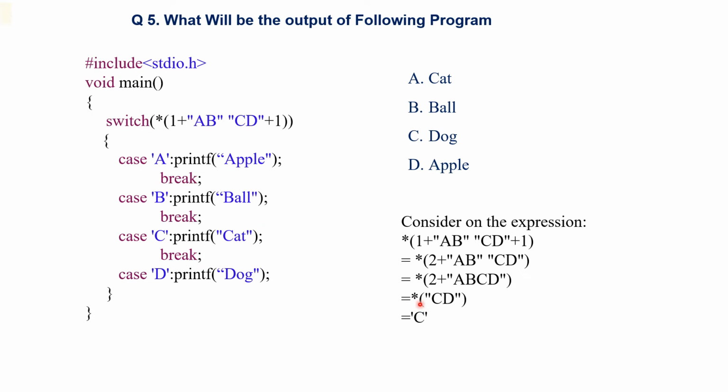So this complete expression will result in the character C, and as this expression results in C, it will be compared firstly with character A, which doesn't match, then it will be compared with B, which also doesn't match, and then this will match, that is C is equal to C, and therefore the next statement will be executed. So cat will be displayed on the screen, and this break statement will throw the control out of the switch statement. Hence the correct option here is option A, that is cat.